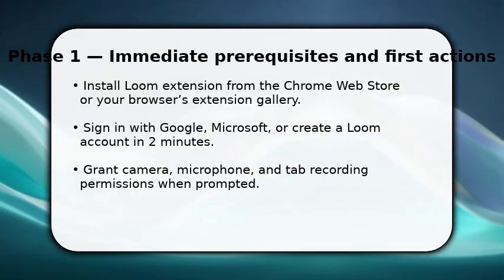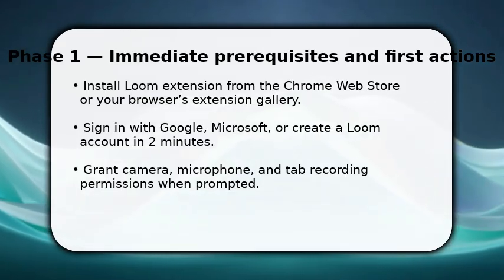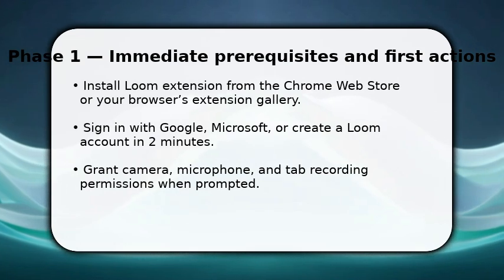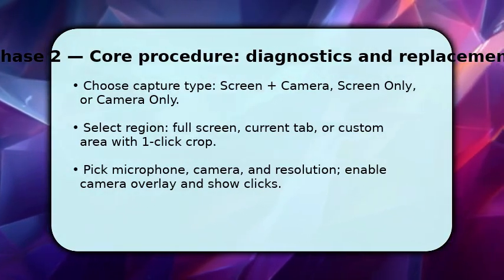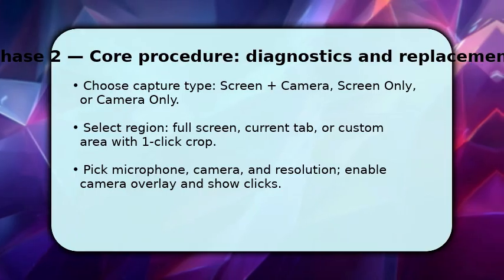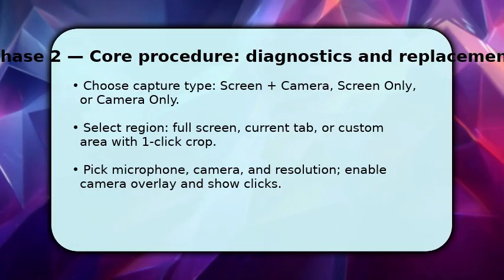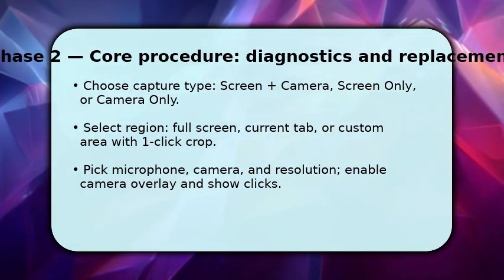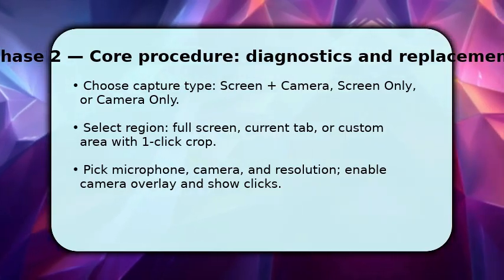Now select whether you want screen plus camera, screen only, or camera only to match your intent before moving to the next step. Next, refine your recording. Pick screen plus camera for picture-in-picture, or screen only if you don't need a face cam. Then choose the capture area: current tab for demos, full screen for apps, or drag to set a custom region. This ensures focus and smaller file sizes.